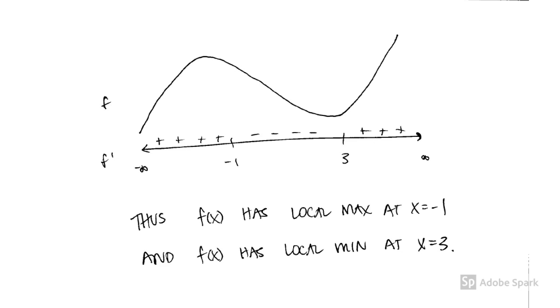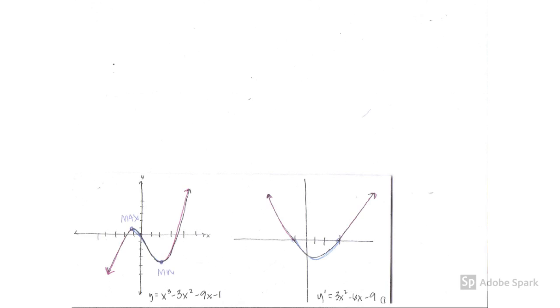Okay. So I just made a little sketch of f above, showing f is increasing, and then it's decreasing, and then it's increasing, from the first derivative test. So that tells us that the function has a local max at negative 1 and a local min at x equals 3. And here are some little graphs of these functions, and you can see where the function is increasing, the derivative is positive; where the function is decreasing, the derivative is negative.